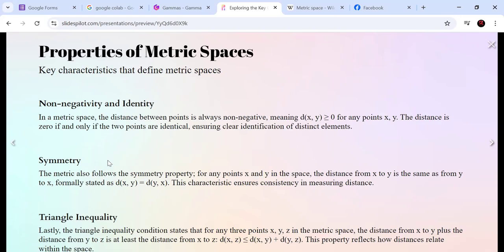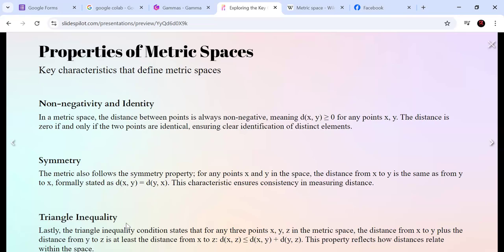The second is symmetry. Symmetry means, let's suppose the metric has the symmetric property for any two points x and y in the space. The distance from x to y is the same as from y to x. Formally, the statement says distance of x and y equals distance of y and x. This characteristic ensures consistency in measuring distance.